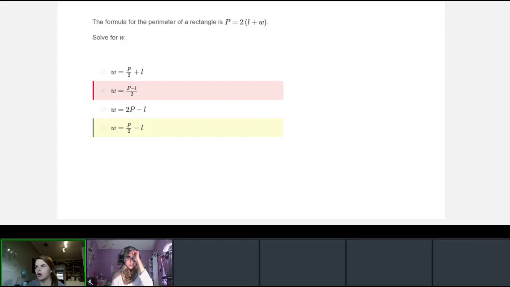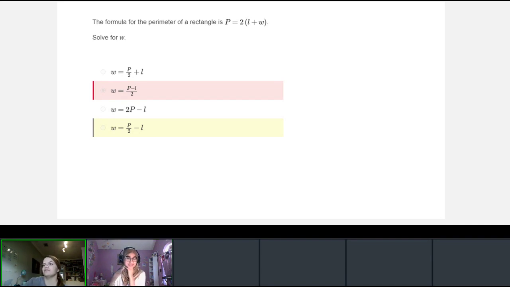These problems are really hard. And the reason that we're not spending a ton of time on it is because it's not heavily tested on the STAR, and it's very rare that you will have to just solve for a variable. Okay, so that's why it's important. We need to learn how to do it, but you're maybe going to get one test question on it.